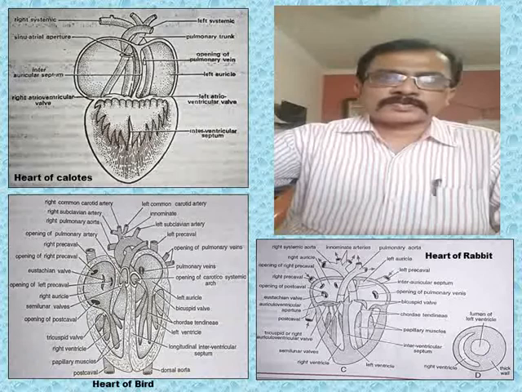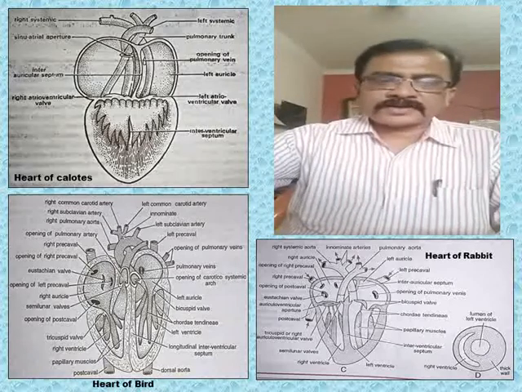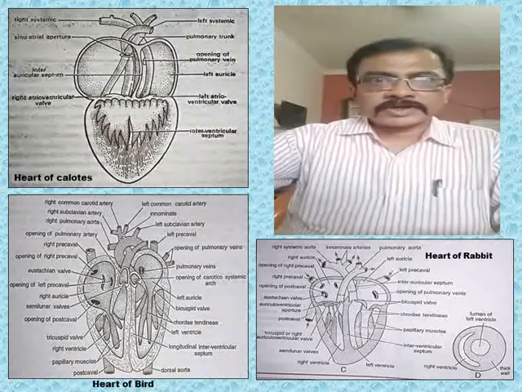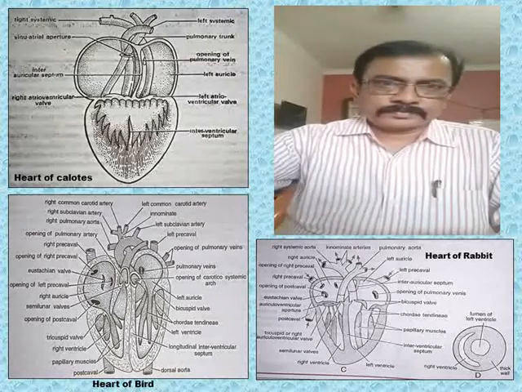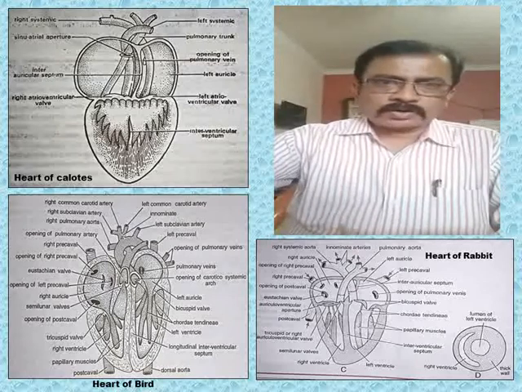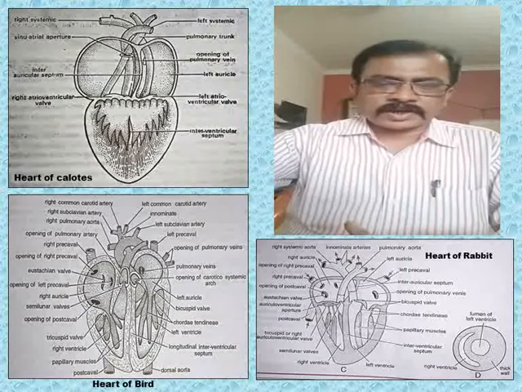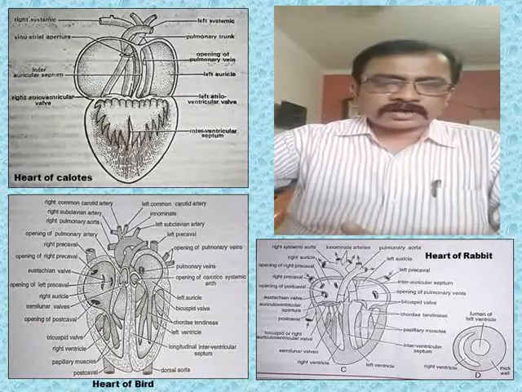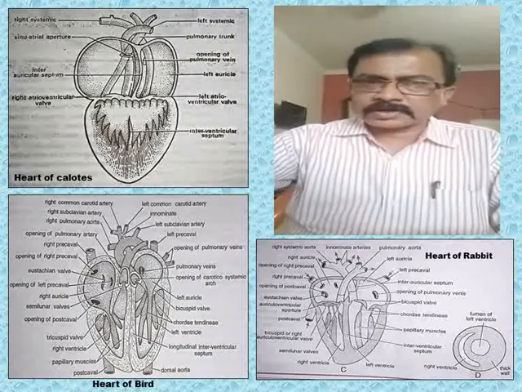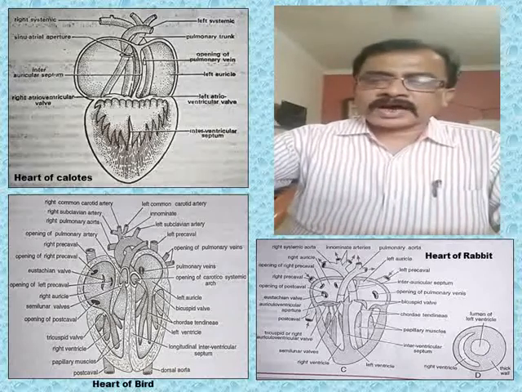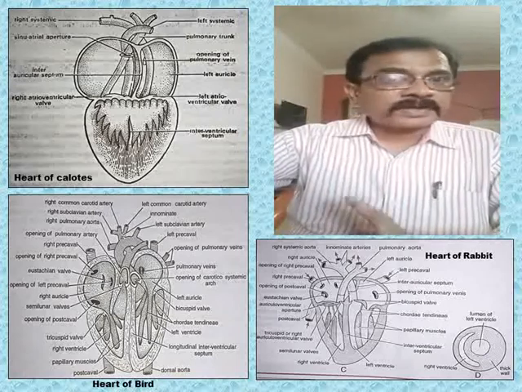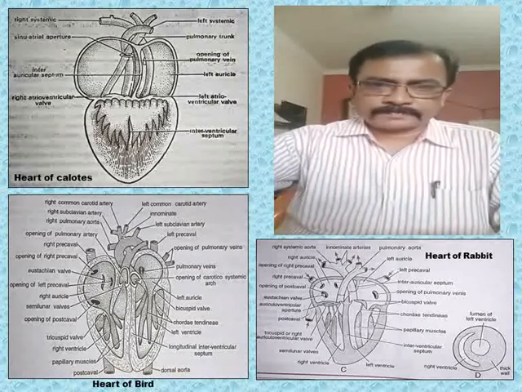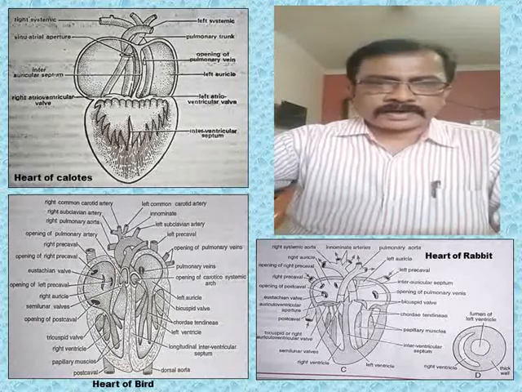And then size and shape. Lizard's heart is small, roughly triangular, reddish in color. Bird's heart is large, conical, it is also reddish in color. Mammal's heart is larger but pear-shaped, that is in rabbit, and color is reddish.